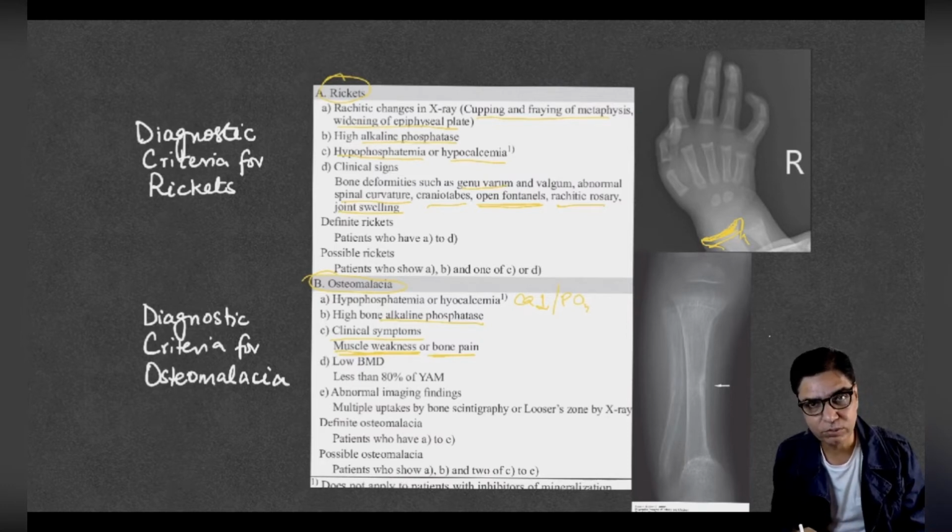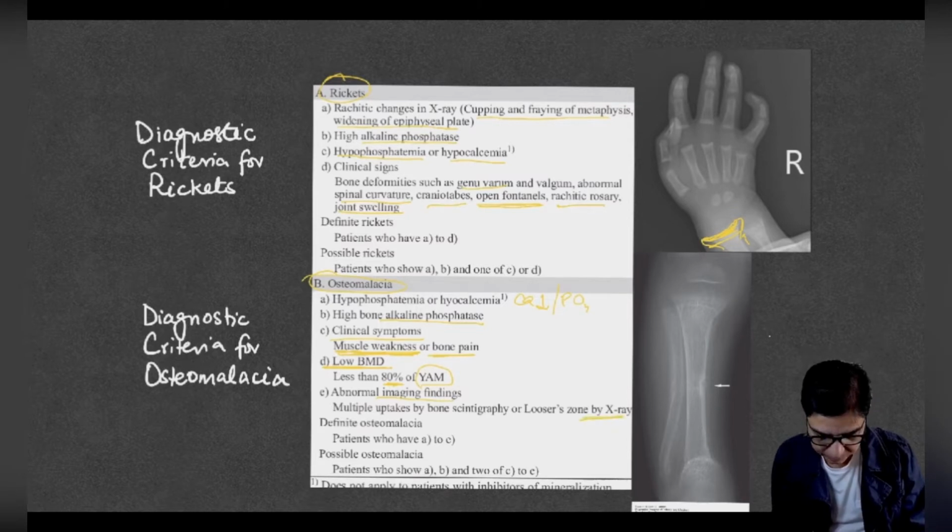So usually the long end of the bones would be affected. On X-rays you might find what we call looser zones, pseudo fractures, and the most common clinical symptoms of osteomalacia are muscle weakness and bone pain. They usually have got low bone mineral density. So if you do the dual absorption densitometry, it would be less than 80% of the young adult mean. So what should be the mean levels for a young adult? The bone density would be less than 80% of that mean. Then you can have abnormal X-ray findings, or you might need to do a bone scan.